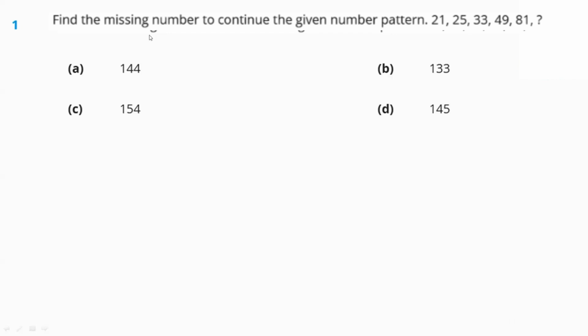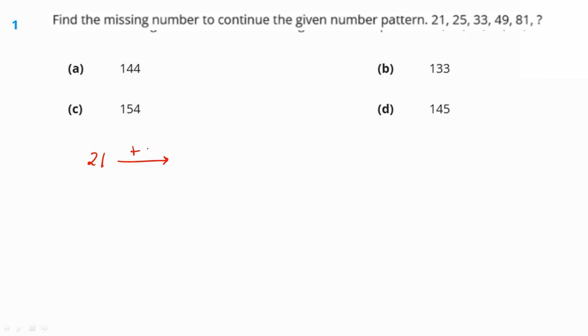Yes, it goes like this. We find the missing number to continue the given number pattern 21, 25, 33, 49, 81, and question mark. So basically we have to find the number that should be in the place of the question mark, right? So the pattern goes like this.